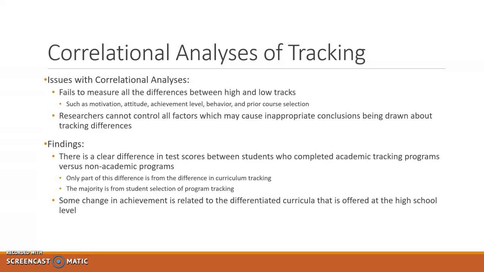There are a couple issues with correlational analysis. It fails to measure all the differences between high and low tracks, such as student motivation, attitude, achievement level, behavior, and prior course selection. And because researchers cannot control all of these factors, it may cause them to draw inappropriate conclusions about the tracking differences when there are other factors that are influencing the outcomes.